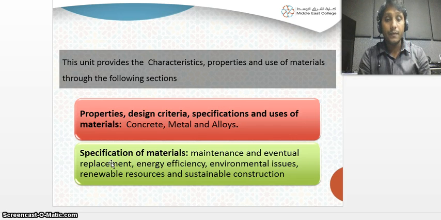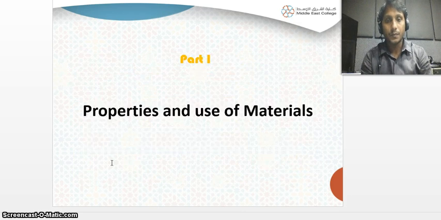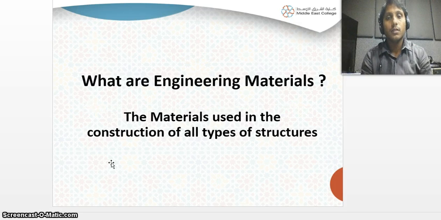Next one is the specification of materials. What we are going to discuss is maintenance and eventual replacement, energy efficiency, environmental issues, renewable resources and sustainable construction. So coming to this Part 1, we are going to discuss the properties and use of materials.